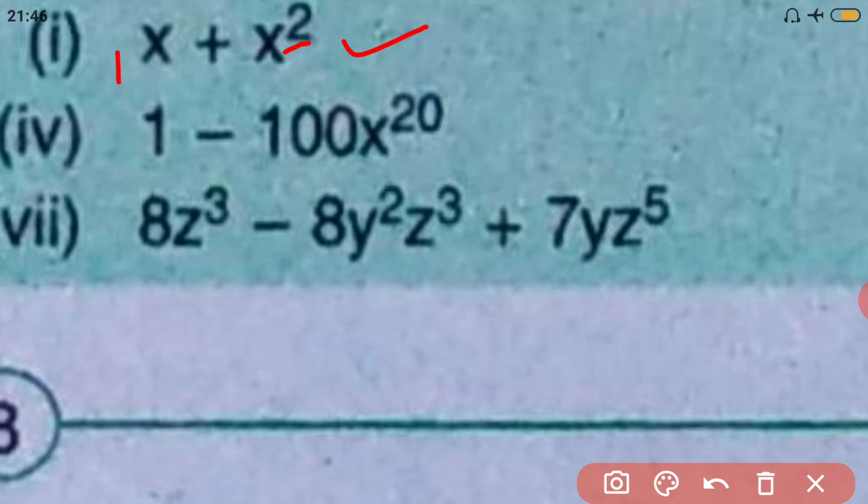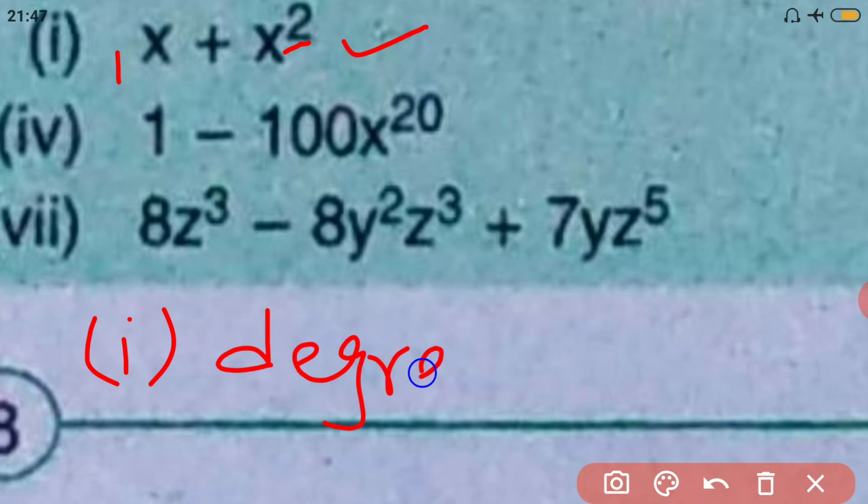So what is the degree in the first one? So first one has a degree of how much? Degree equals 2. Okay, because 2 is the highest power here. Right. Now I hope you understood number 1. Let us try to do number 2.